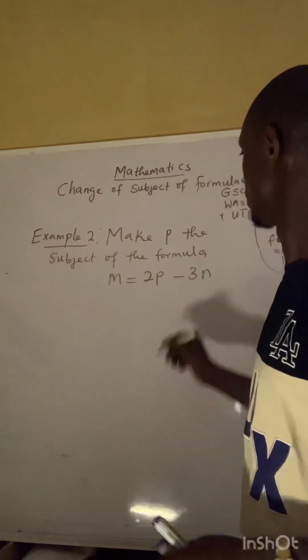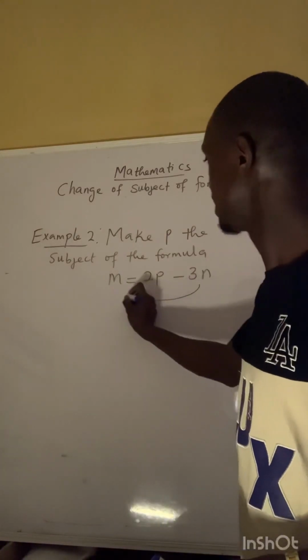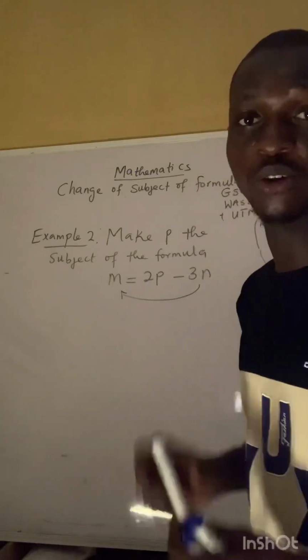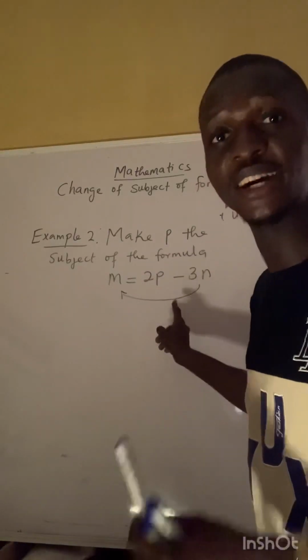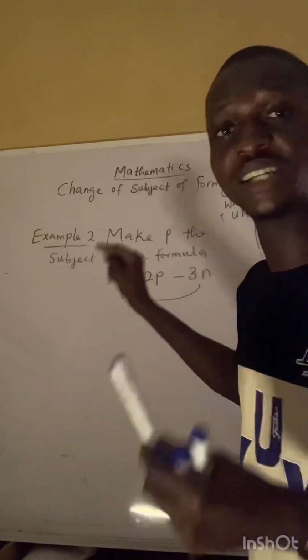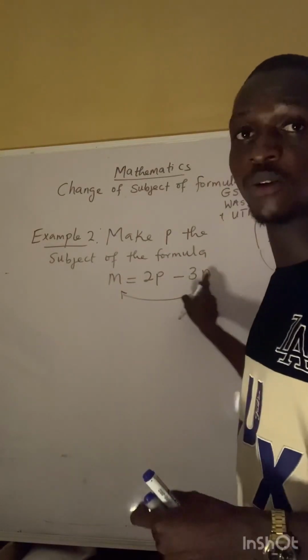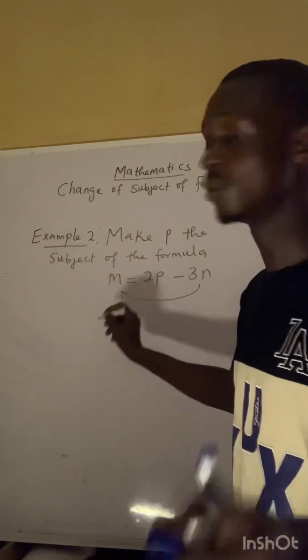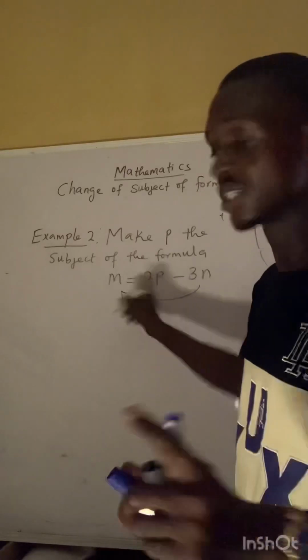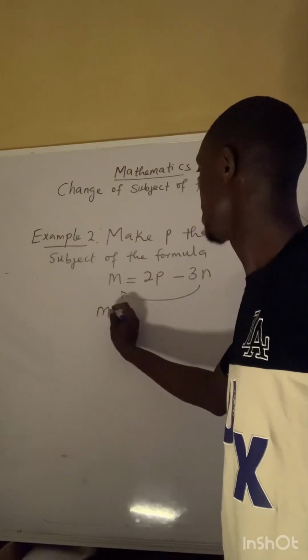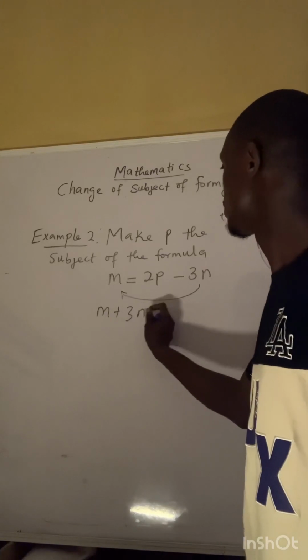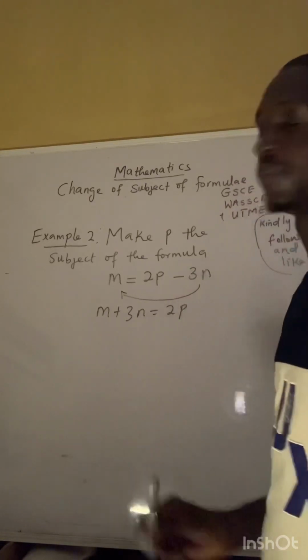How do we do that? Of course, we need to take this one away to this side. Don't forget your knowledge of algebra. If you are taking a letter or a variable to the other side, you need to reverse the sign. So this is minus 3n. When you take it to this side, it becomes plus. Or you add 3n to both sides. So therefore we have m plus 3n equals 2p.